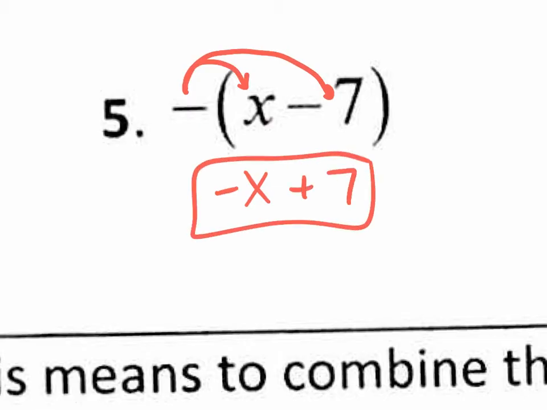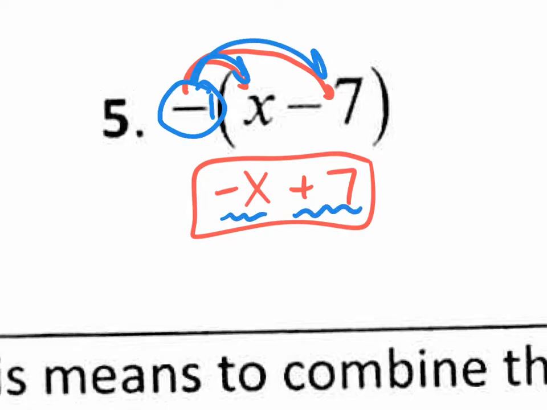Or another way of looking at it is to think, well, this minus sign means for me to change these signs. So that becomes negative, that becomes positive. Or even another way is to put that minus sign with a 1. That's really like a negative 1. Negative 1 times x is negative x. Negative 1 times negative 7 is positive 7. All these different ways of seeing that same problem.